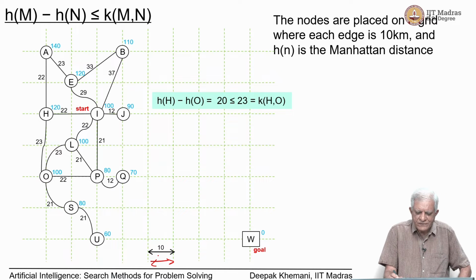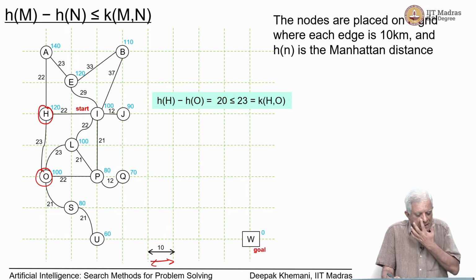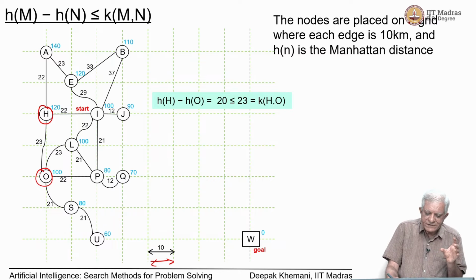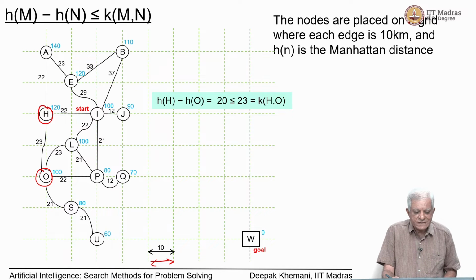So, if you see h of H and the node O, so H is here, O is here, the difference between the Manhattan distance is 20, because H has a value of 120, O has a value of 100, the difference is 20, and this is less than 23, which is the cost of the edge connecting H and O. In fact, this whole example we have constructed so that the monotone condition is satisfied.